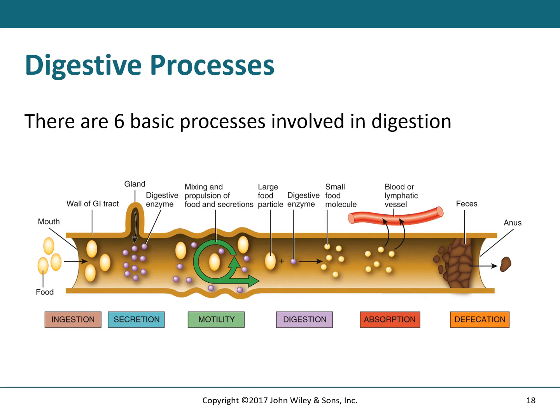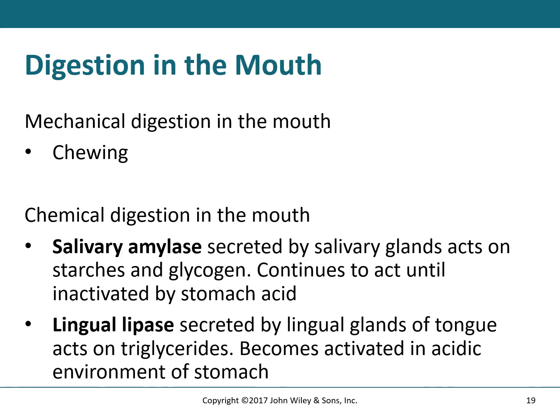So digestion is going to begin in the mouth. We're going to start with mechanical digestion, which just occurs via chewing. If you're chewing or masticating, you're going to be breaking up those food items into smaller particles. Then you have chemical digestion. Your salivary glands secrete salivary amylase, and this is going to act on starches and glycogen, and it's going to continue to act until the enzyme itself is inactivated by stomach acid.